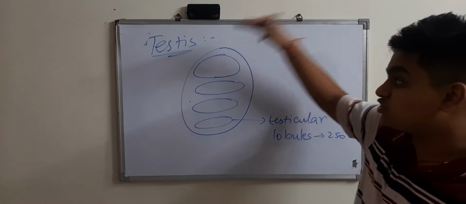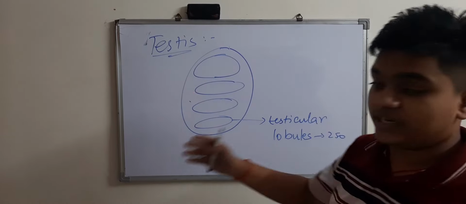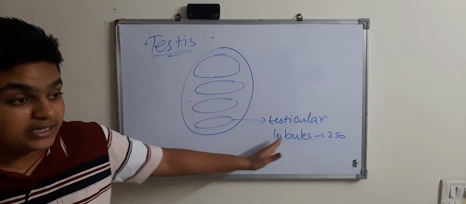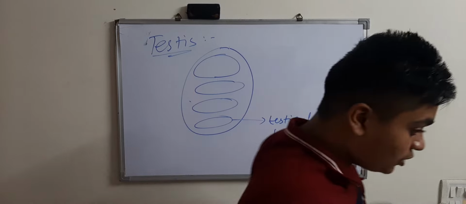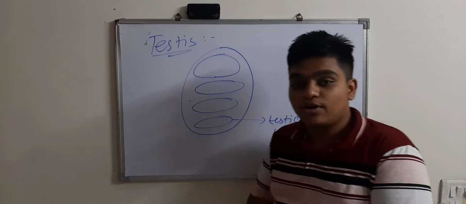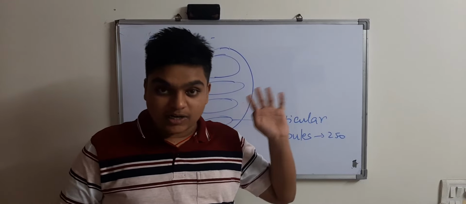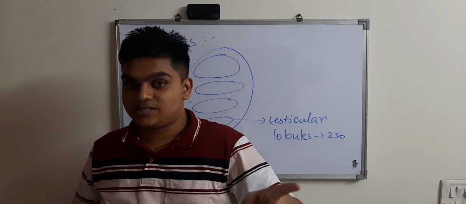Assume this testis is a long train containing 250 compartments, and each compartment is named TL, which means testicular lobule, and in each testicular lobule or in each compartment there are many seats, but here in our train there are only 1, 2, 3 seats.